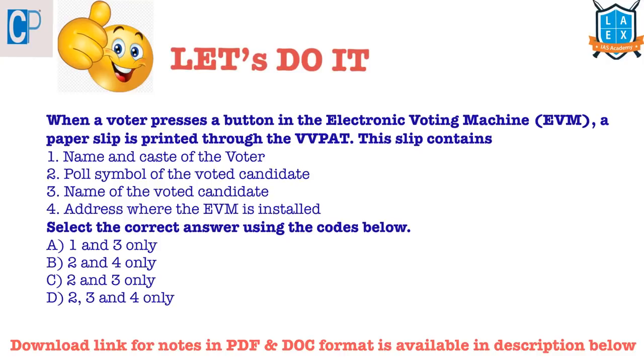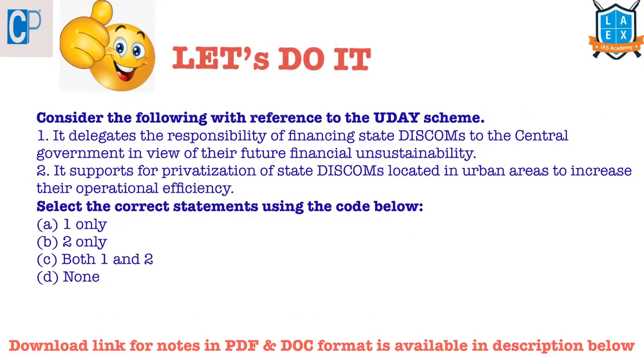Now let's see some prelims questions. When a voter presses a button in the electronic voting machine, a paper slip is printed through the VVPAT. This slip contains... The next question is, consider the following with reference to the Uday scheme.